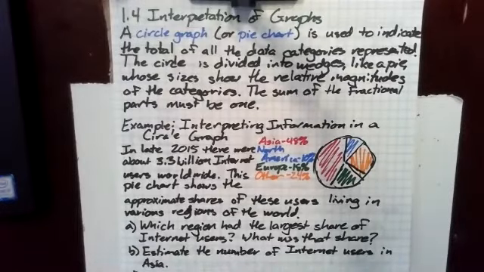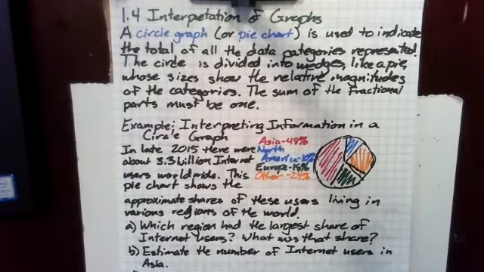In this video, we're going to talk about different types of graphs and how to interpret them. A circle graph, also called a pie chart, is used to indicate the total of all the data categories represented. The circle is divided into wedges, like a pie, whose sizes show the relative magnitudes of the categories. The sum of the fractional parts must be 1.